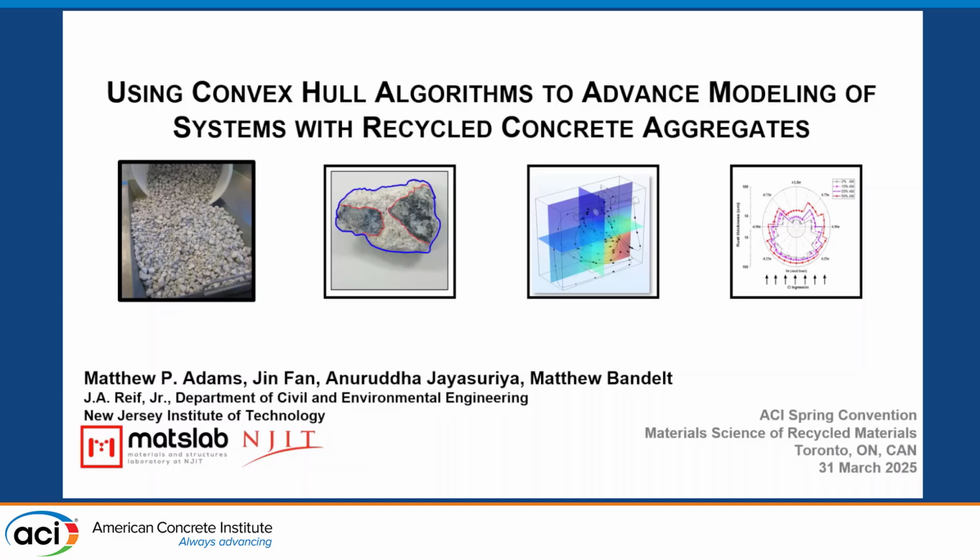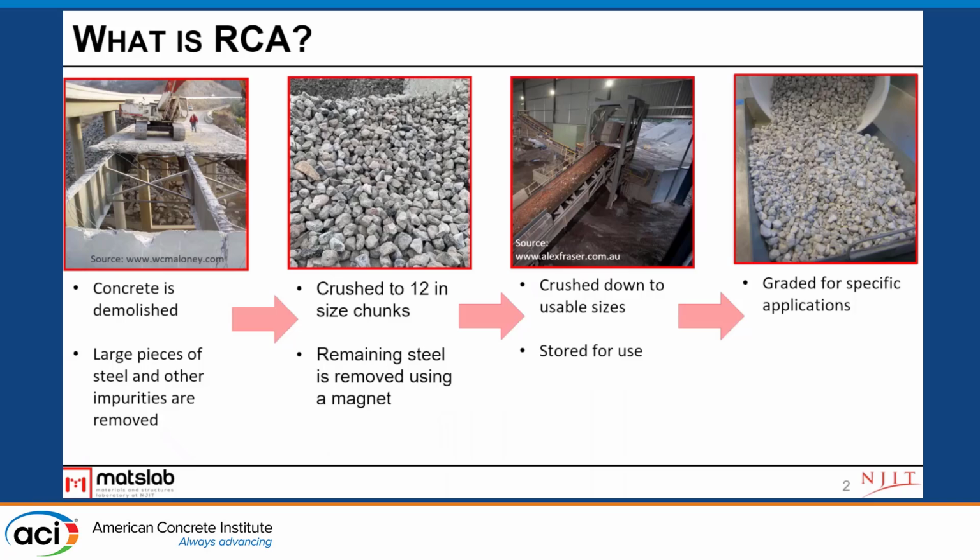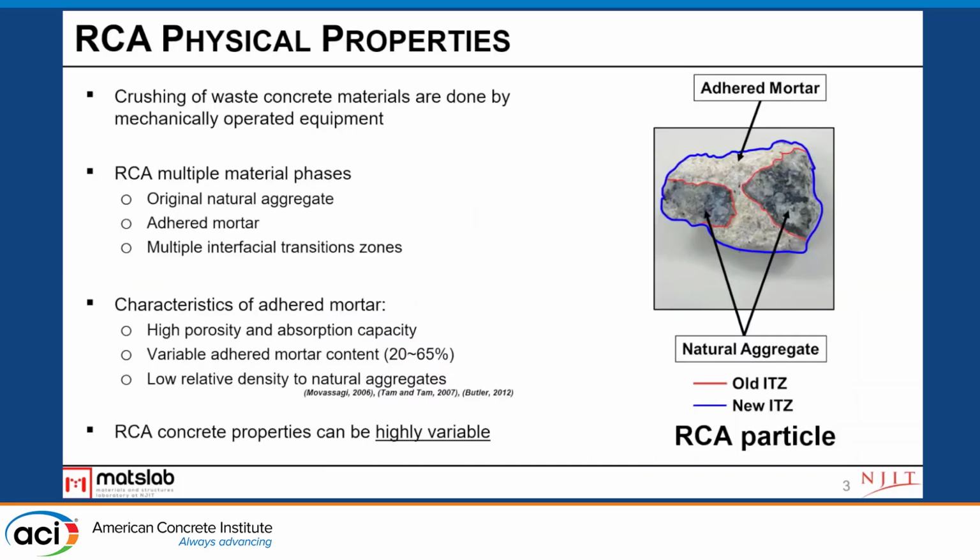So just to get everybody on the same page of RCA, right? RCA is crushed or demolished concrete that has been turned into aggregate size pieces. It goes through a process of cleaning and crushing, and that process can impact how much of the paste is still left on the aggregate and how much maybe there's fractures in that paste, things like that. So if you didn't know what RCA is, now you do.